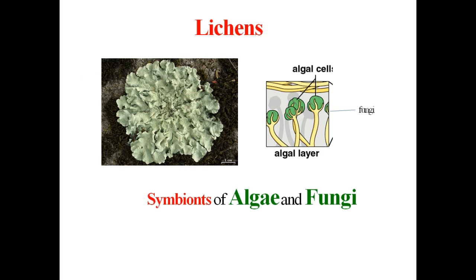The first example is lichen. In lichen, algae and fungi are involved in a symbiotic relationship. The algae help the fungi with photosynthesis, and the fungi help the algae by absorbing water from rocks or soil.